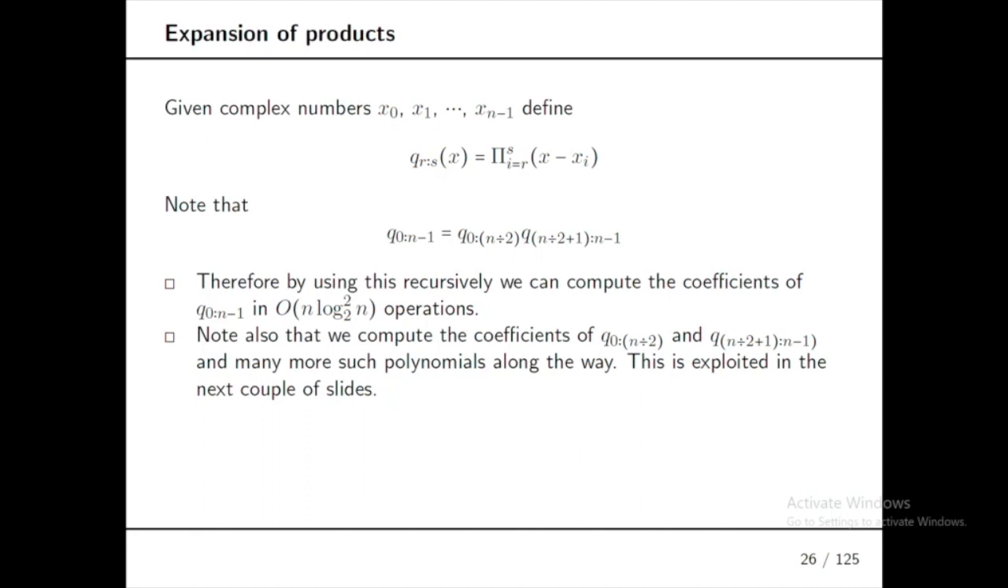So the key idea is again a divide and conquer style technique. You notice that if I take all of them from x0 to x_{n-1}, that's q_{0:n-1}, I can split it down the middle roughly at n over 2, find the products involving the first n over 2 factors and the product involving the last n over 2 factors, and then multiply them together. So this tells you directly that a divide and conquer technique is available.